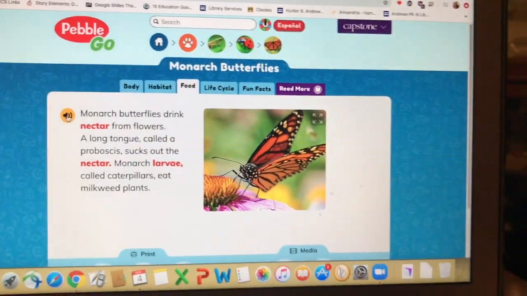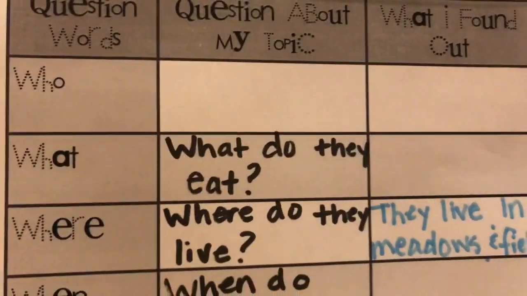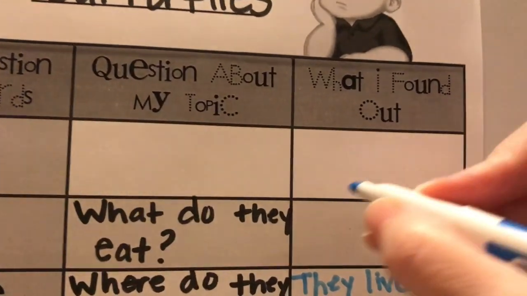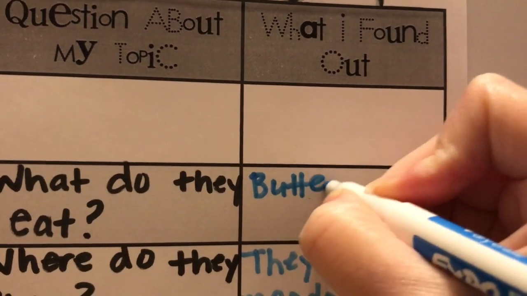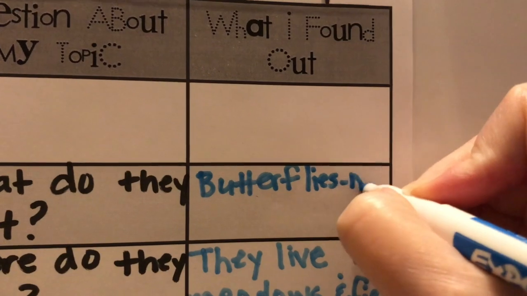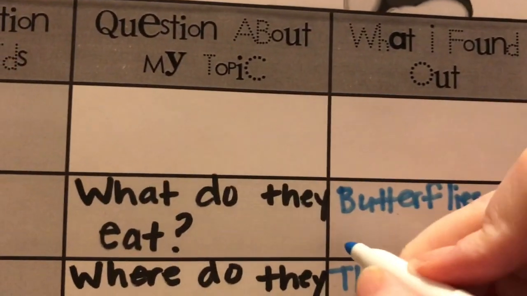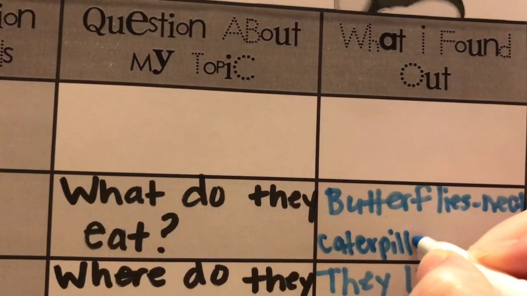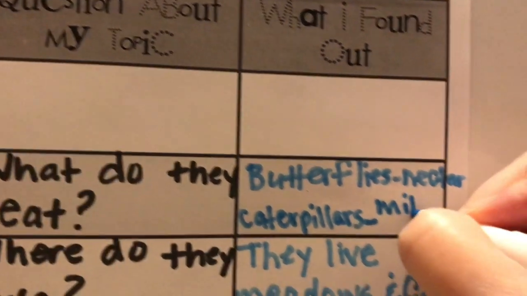Okay, good job. So let's look. It says, what do they eat? Well, that definitely answered our questions. So we know that the butterflies eat nectar or drink nectar. And we know that the caterpillars eat milkweed plants.